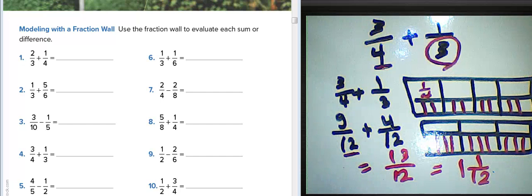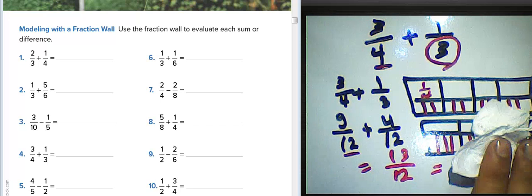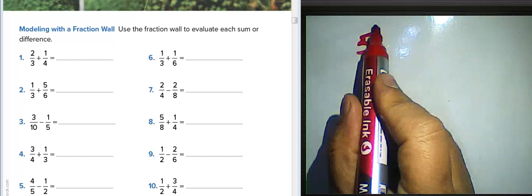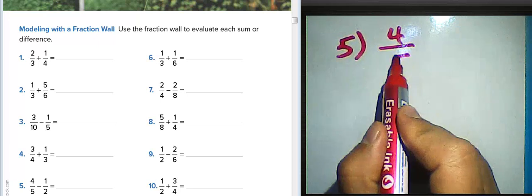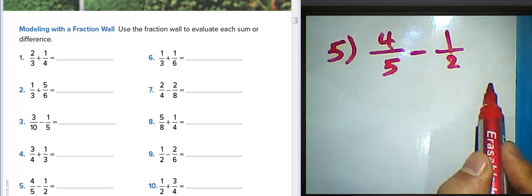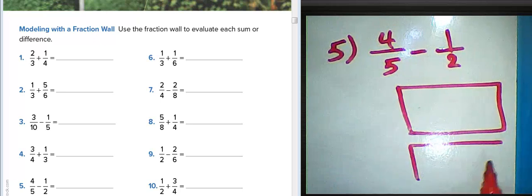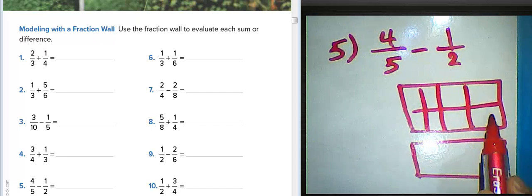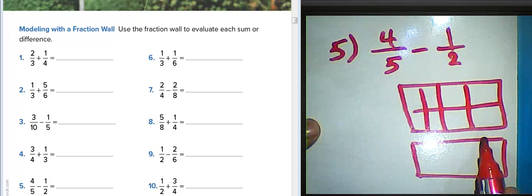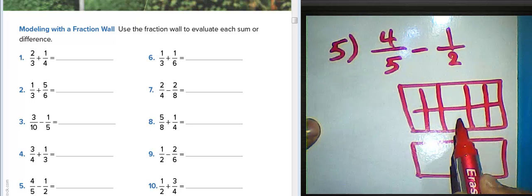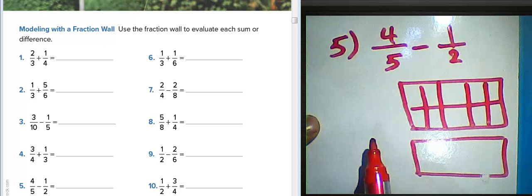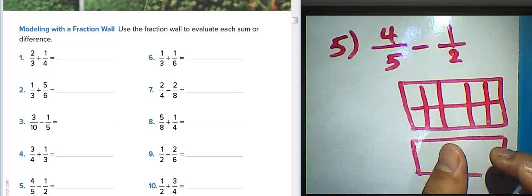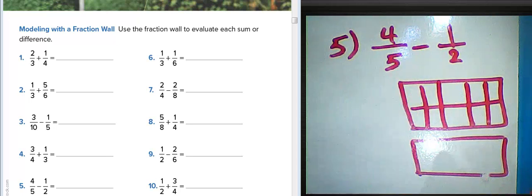It was question number what? Question number 4. And what about question number 5? Question number 5 here. 4 over 5 subtract 1 over 2. We must draw in the first step 5 parts, sorry, 5 parts: 1, 2, 3, 4, 5, because 4 over 5 means you divided this whole into 5 parts, and we must color 4 over 5 of it.